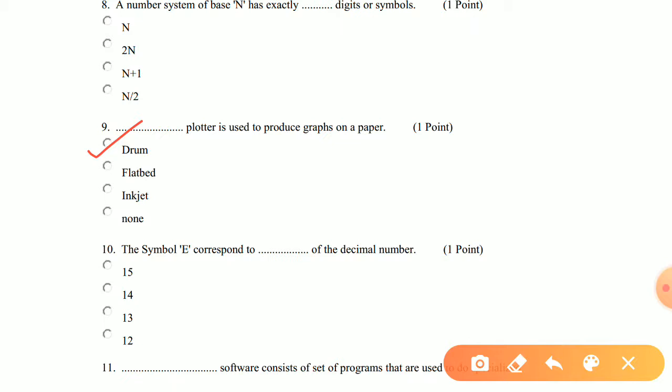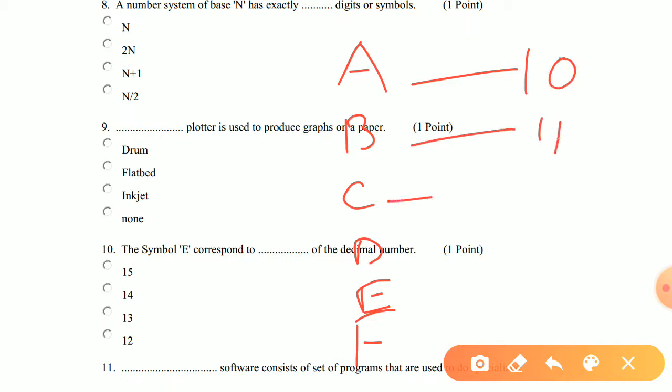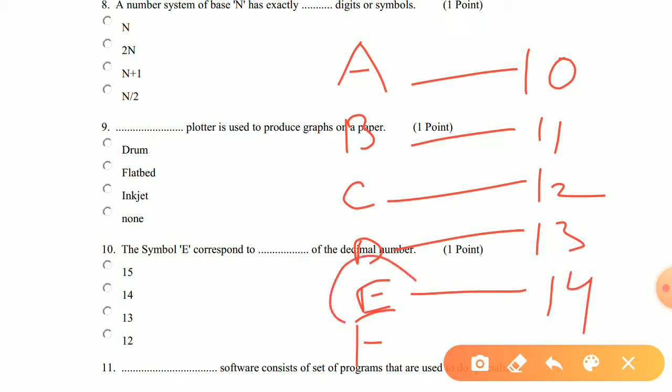Tenth one, the symbol E corresponds to dash of a decimal number. In the examination I told you about it: cut down decimal and write hexadecimal. In hexadecimal we have letters from A till F: A, B, C, D, E and F. A corresponds to 10, B 11, C 12, D 13 and E 14. So E corresponds to 14. B is your answer.